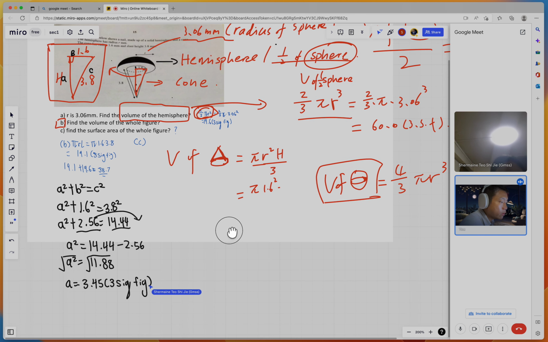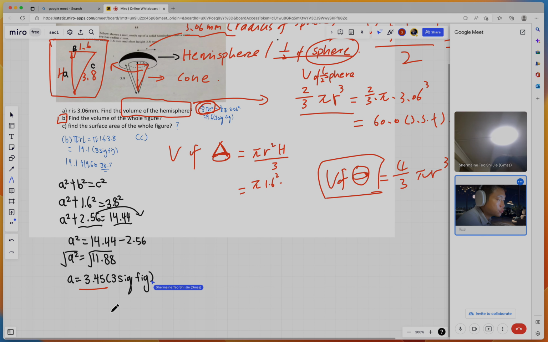And by the way, wait. Your final answer is 3.45 to 3 significant figures. But before you write down your final answer, you need to write down everything out. 3.45 what? Can you write down the entire string of numbers? Because if you don't write down the entire string of numbers, nobody knows whether your three significant figures is correct or not. Understand or not? Can you write down the number from your calculator? So basically you need this step.